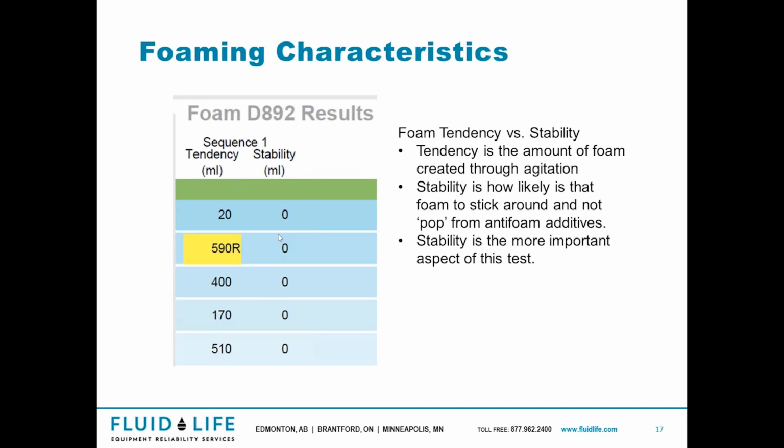And so this is a really bad problem if the foam is stable. But again, this is actually a good result. 590 foam tendency is fine as long as it's not sticking around. So when reading the results, really pay attention to stability and not so much to the tendency.